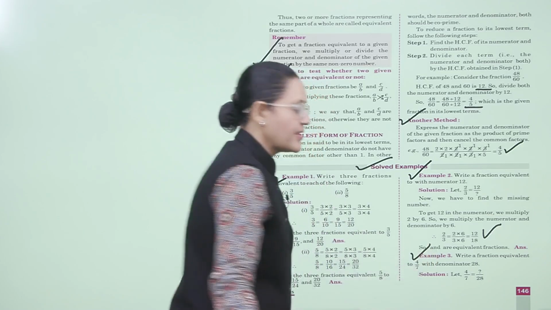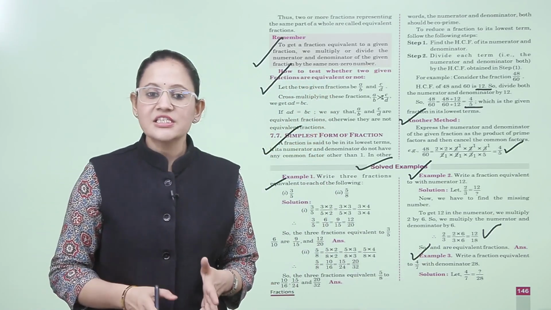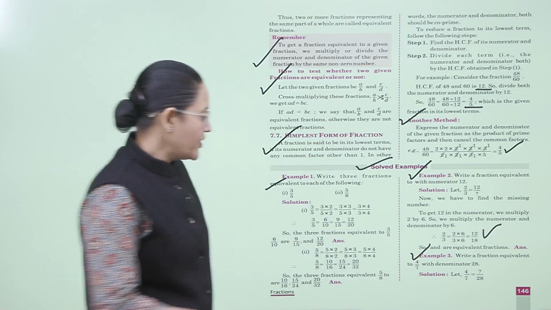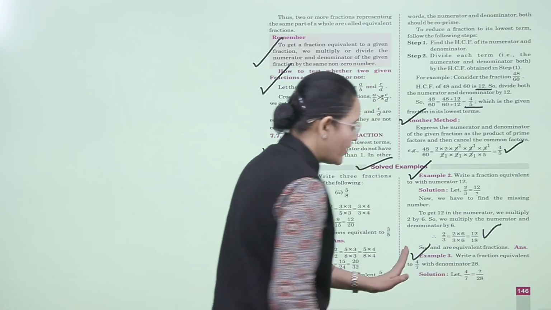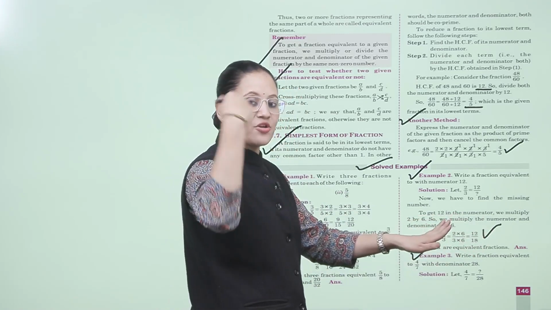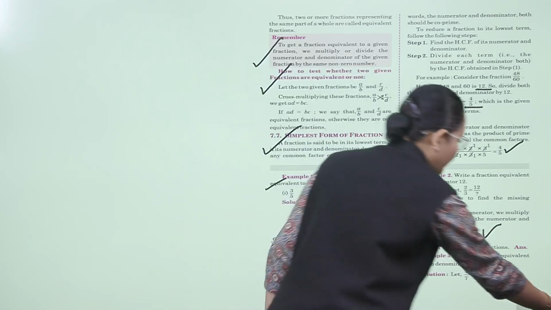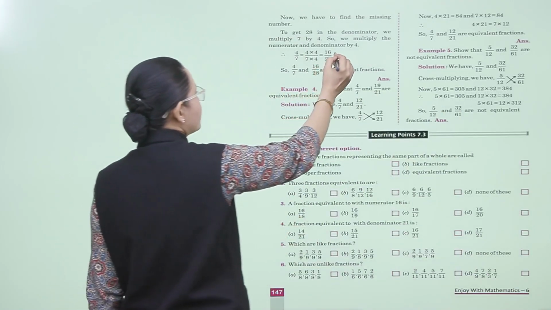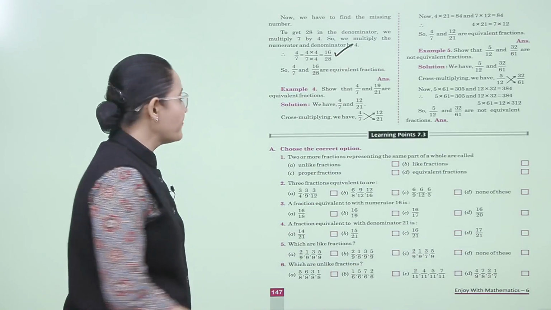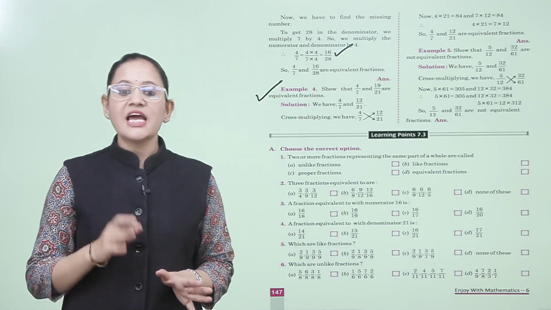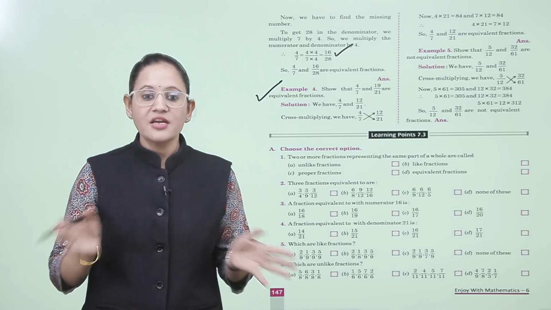Next example. Write the fraction equivalent to 4 by 7 with the denominator 28. Now we have to make the denominator 28. For that we have to multiply 7 by 4. So that means we will multiply the numerator by 4 also. So that is equal to 16 upon 28. Clear?